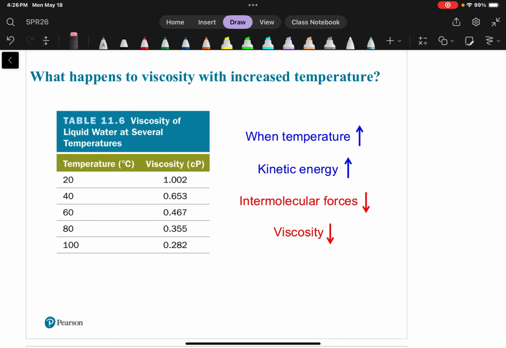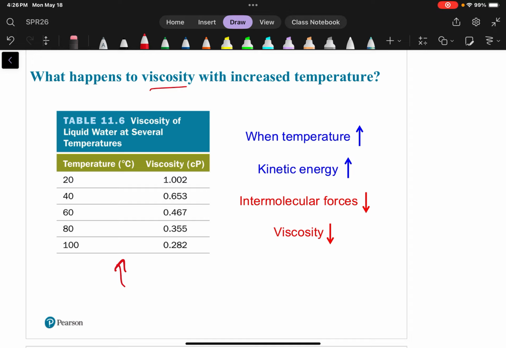Okay, so we also notice that there is some relationship between viscosity and temperature. So the question is, what happens to viscosity as you increase the temperature on a sample? So we can look at some data here, and I want you to just take a second to analyze this. So hopefully you took a second to look at that.